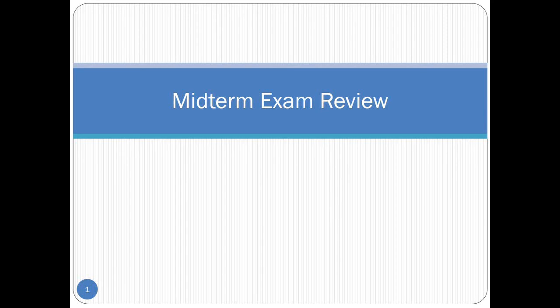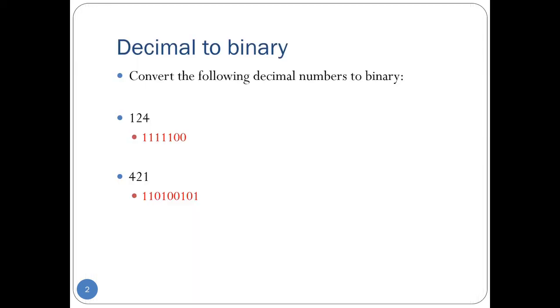Hello everyone. In this video, we will work out the review problems for the upcoming midterm exam. So the first problem over here is asking us to convert these decimal numbers 124 and 421 into binary. So let's use the division method to accomplish this, and let's get started with 124.